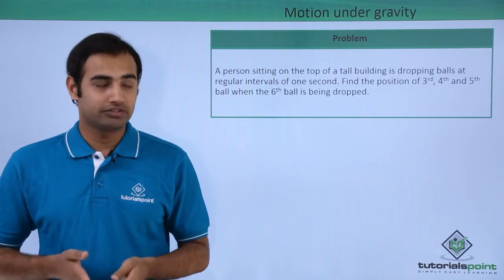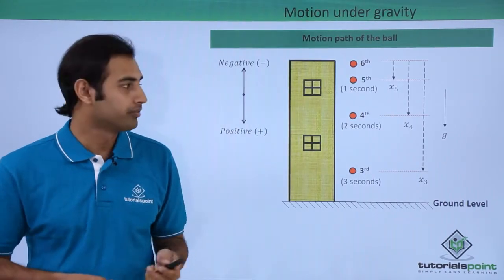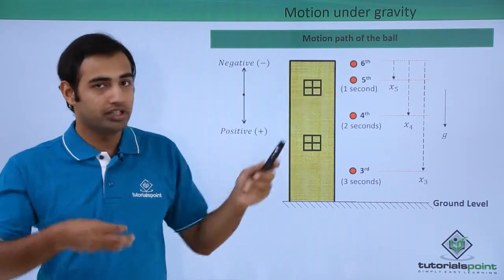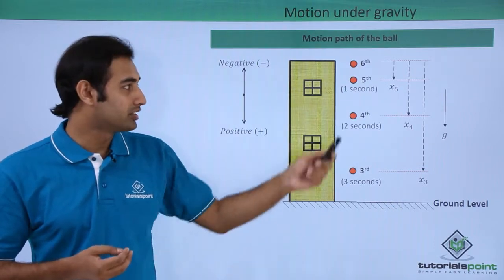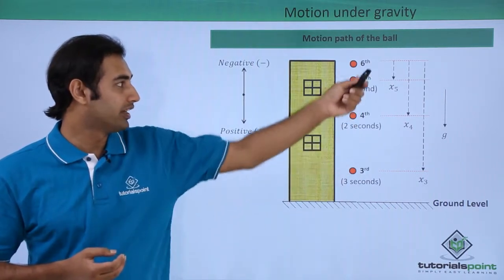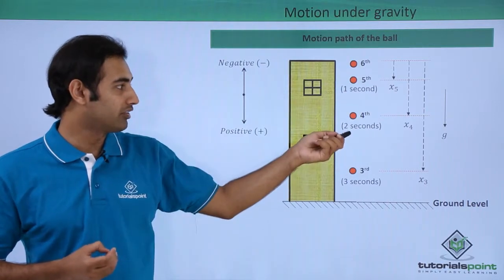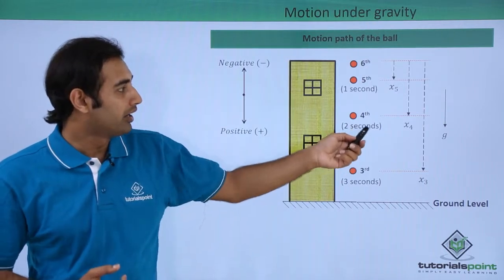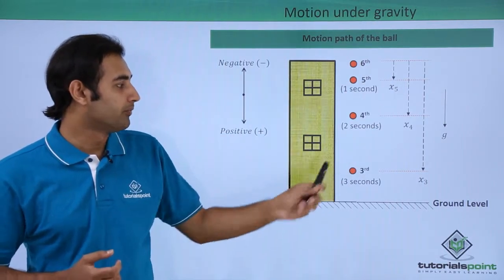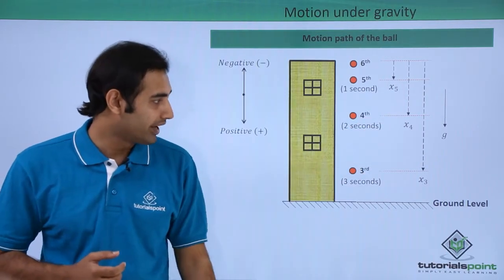Let's try to visualize it first. So we have a tall building, on top of that a person is throwing balls. Now when the sixth ball is being dropped, clearly the fifth ball would have travelled for 1 second and the displacement of it is x5. It has moved this much displacement downwards. Similarly, fourth ball has travelled for 2 seconds, clearly because 6 comes 2 seconds after 4, and the displacement of fourth ball is x4. And the third ball has travelled for 3 seconds, the displacement of third ball is x3.